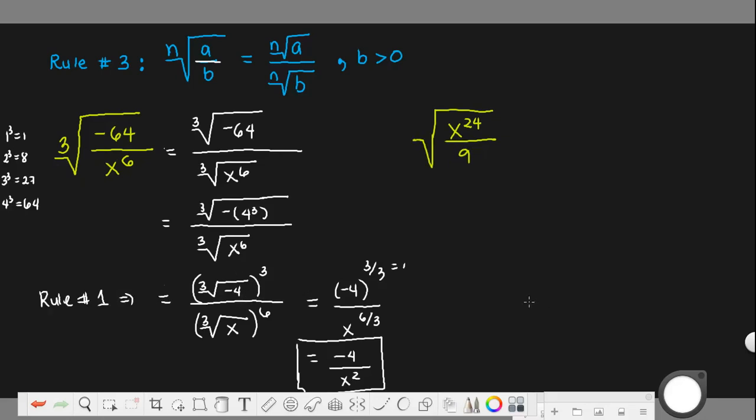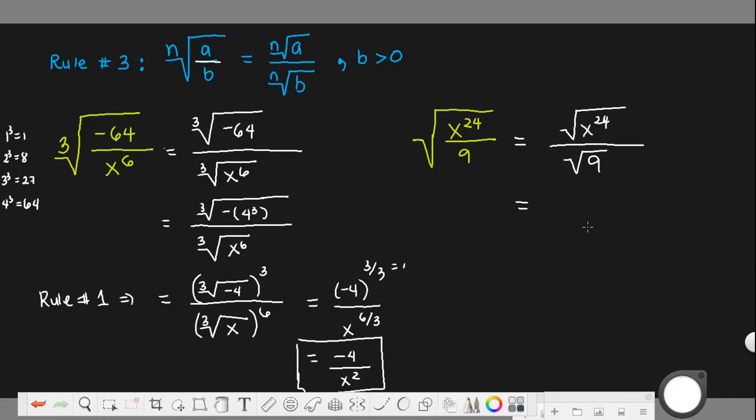For our second example, in rule number 3, we have square root of x raised to 24 over 9. So, ganito lang gagawin natin dyan. Let's apply first the rule number 3. Pag-iwalay natin siya ng bahay. So, x raised to 24. Meron din square root sa ilalim ng tulay. So, square root of 9.